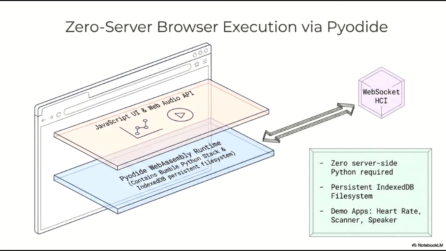This layer includes a persistent file system powered by IndexedDB, ensuring that data remains intact across sessions without needing a backend database. Crucially, this architecture requires absolutely zero server-side Python, as the entire stack runs locally. Communication with external devices or interfaces is facilitated via a WebSocket host controller interface. To demonstrate the practical applications of this setup, we have developed 3 demo apps: a heart rate monitor, a scanner, and a speaker interface, all running entirely within the client's browser.